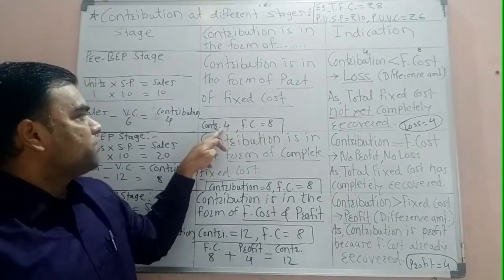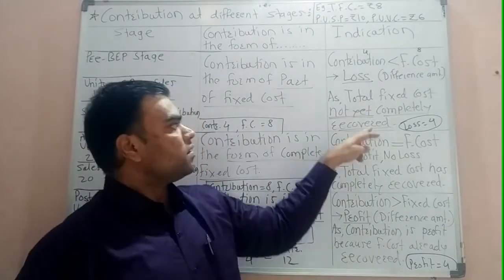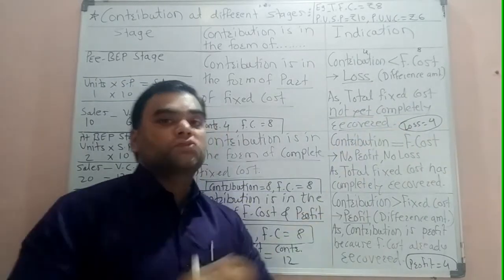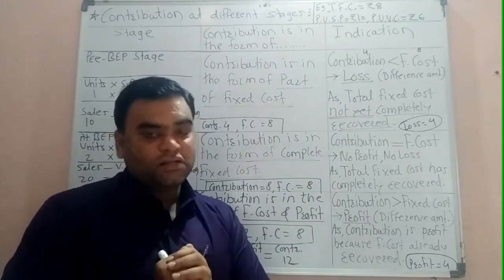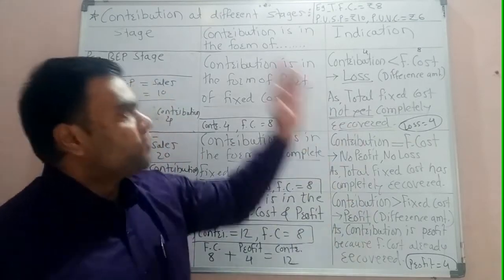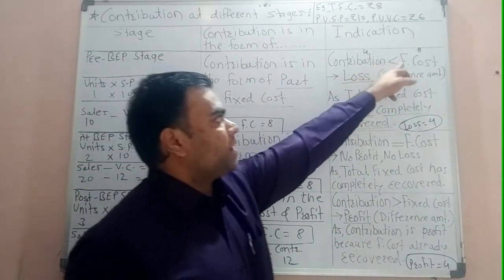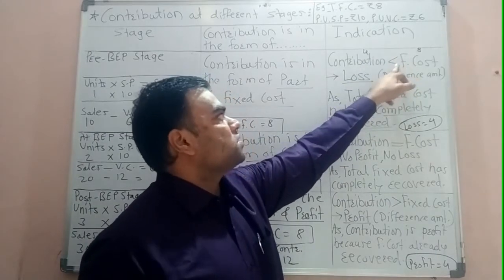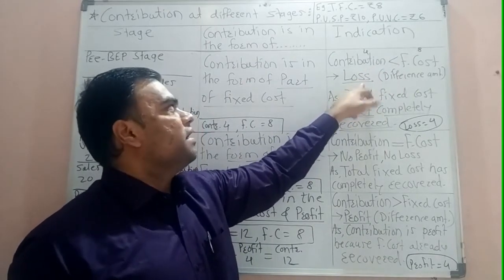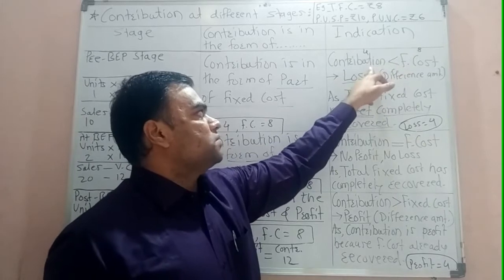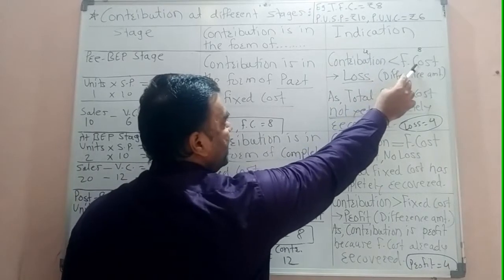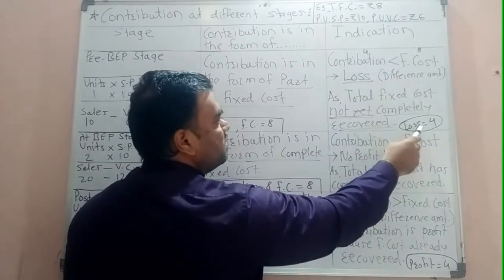Out of rupees 8 total fixed cost, how much fixed cost have we recovered? Only 4. So total fixed cost is not yet completely recovered. The unrecovered cost is a loss. That's why whenever our contribution is smaller than fixed cost, or we can say if fixed cost is greater than contribution, then we suffer a loss. If fixed cost is greater than contribution, then the difference amount is the loss. Our contribution is 4, fixed cost is 8, difference amount is 4, and that 4 is a loss.